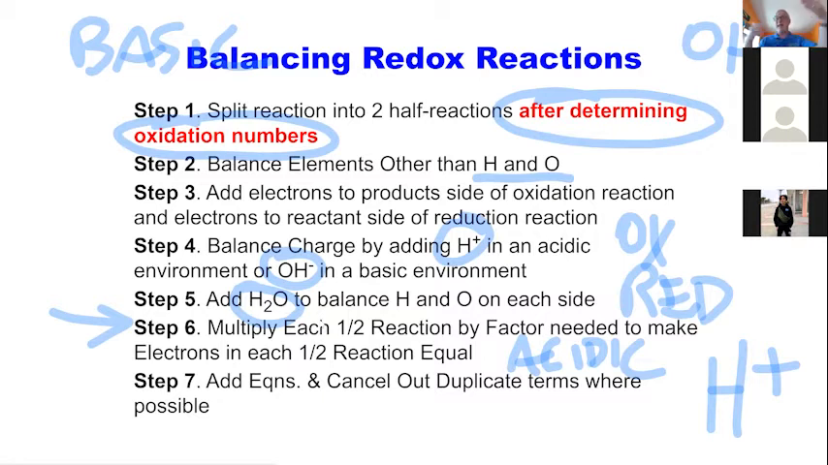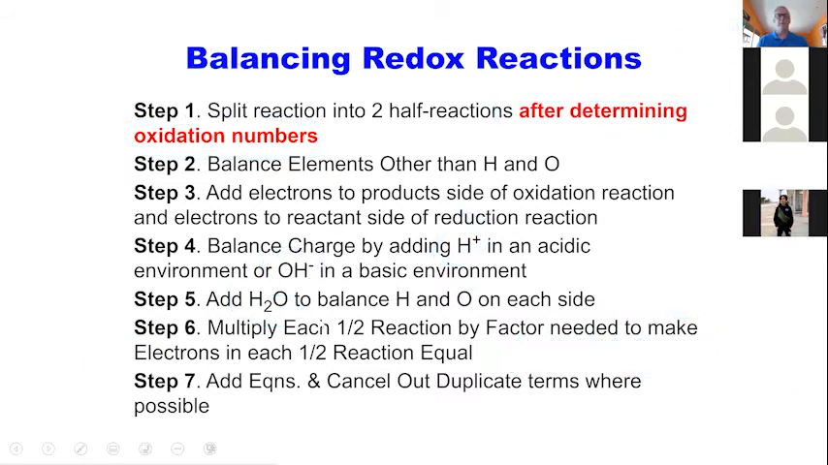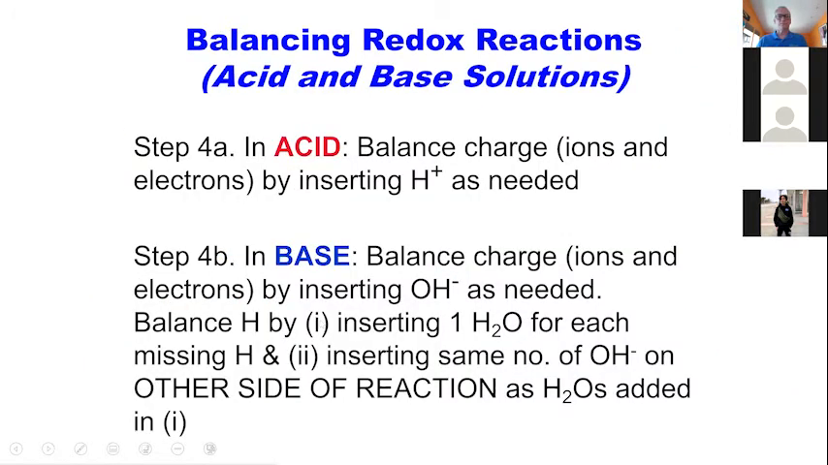Then we add the two equations together. We have our oxidation reaction, we have our reduction reaction, we add them all together. And there's going to be a lot of duplicate terms. There's going to be duplicate protons, duplicate hydroxide ions, duplicate waters, and we cancel them out wherever we see the same thing on both sides. Okay? It'll be a little more clear, hopefully, when we do one of these.